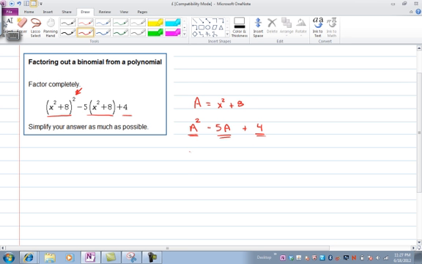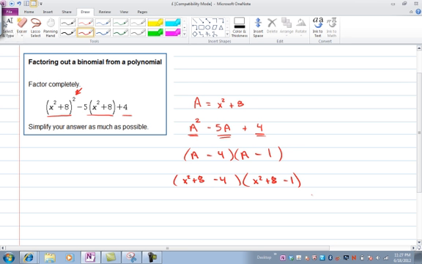And so now this just amounts to a quadratic trinomial that factors as a minus 4 and a minus 1. If you check that by multiplication, it multiplies out to a squared minus 5a plus 4. Now we do what we call back substitution and say, well, a was really our x squared plus 8. So we can say this is x squared plus 8 minus 4 times x squared plus 8 minus 1.